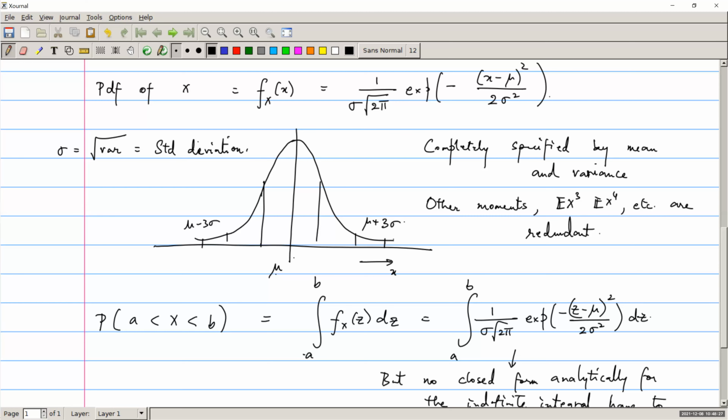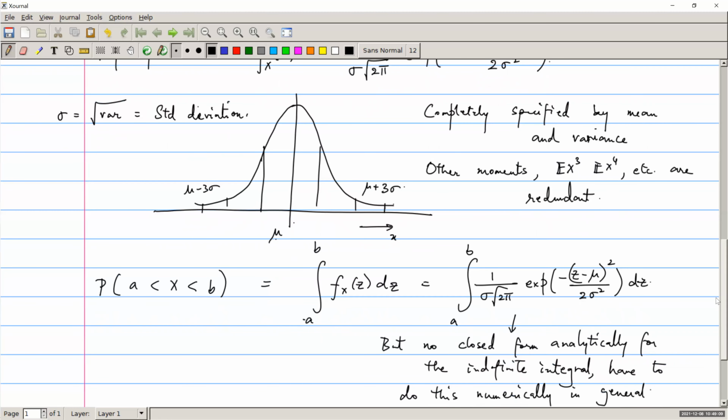So the probability that you see a value beyond 3 standard deviations from the mean is actually very small. It's something like 0.01, maybe. For 5 standard deviations, the probability that you see some value beyond 5 standard deviations is something like 0.001. So that means that even though the random variable technically could take any value from negative infinity to plus infinity, for the most part you're not going to see very extreme values.